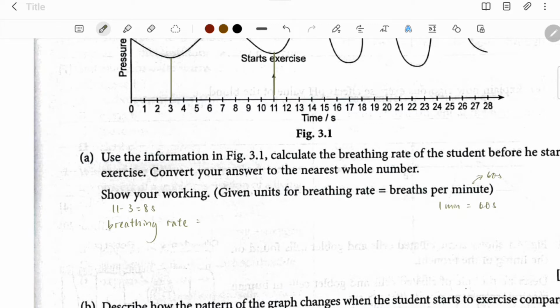So when we find the breathing rate, it is how many breaths per minute, but we don't know, so we use 60 seconds divided by the 8 seconds, so that we can count how many times did the student breathe. So 60 divided by 8, when you press calculator you will get 7.5. So 7.5 we round it up because we can't breathe for half times, so we round it up to 8 times. So remember to use the unit for the breathing rate, breaths per minute.